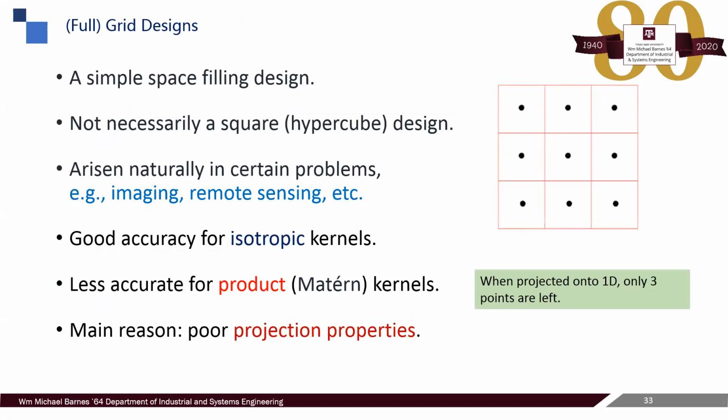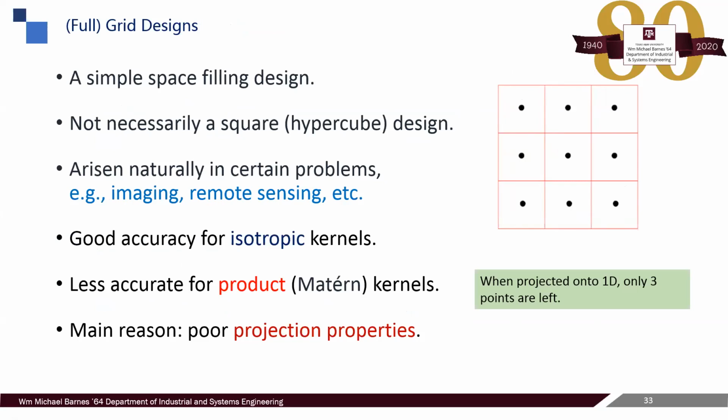And this one is a simple design. It's called full grid design. Sometimes we just call it grid design. Basically, we just stack the design into rows and columns, so they are aligned with each other, just like a matrix. This is a two-dimensional case. And in higher-dimensional cases, they are hypercubes.